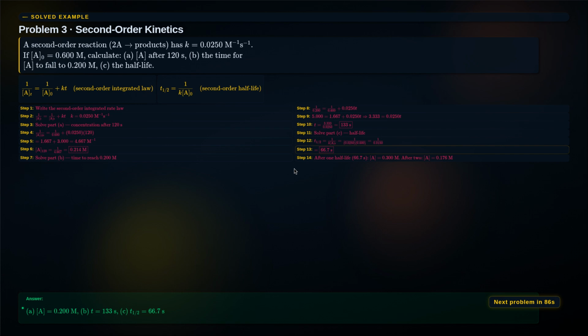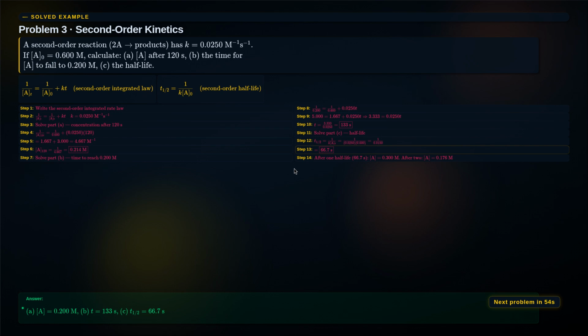For part A, use 1 over [A] at time t equals 1 over [A] initial plus kt. 1 over 0.600 is 1.667. kt is 0.0250 times 120 equals 3.000. Sum equals 4.667 inverse molarity. So [A] at 120 seconds equals 1 over 4.667, which is 0.214 molar.